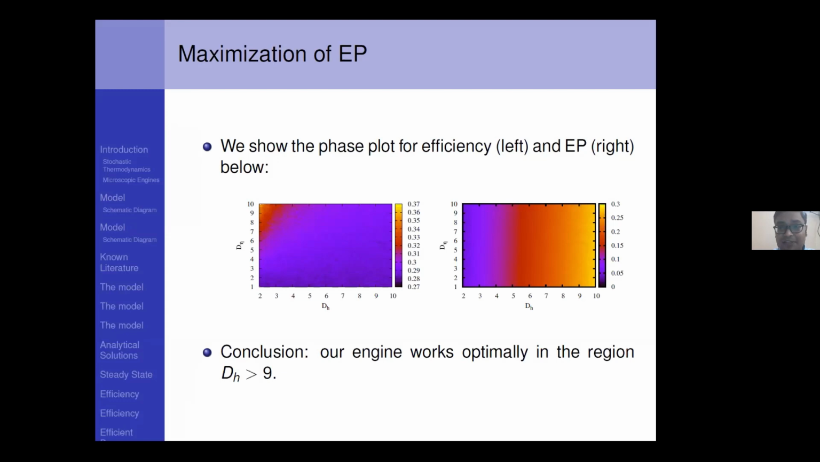Just to clarify, in the first plot you have efficiency only. In the second plot you have EP. EP is efficient power, which is efficiency multiplied by power. So you're comparing efficiency and efficient power? Yeah, this is efficiency. This is efficient power. Okay, thank you.